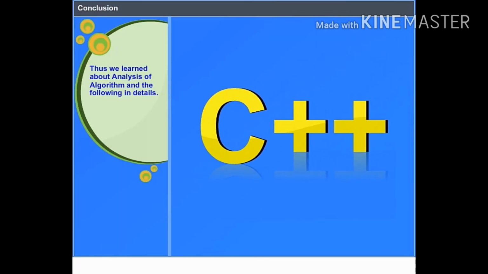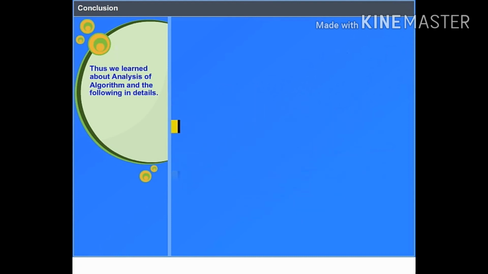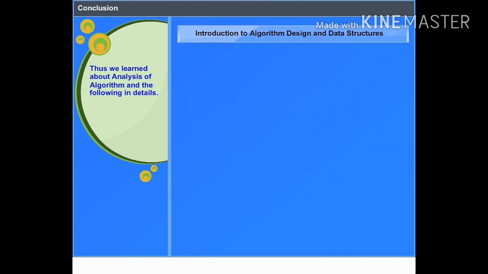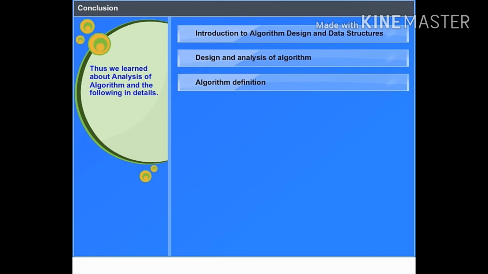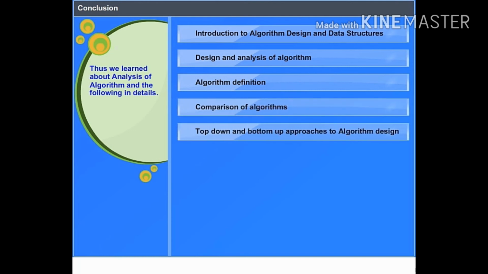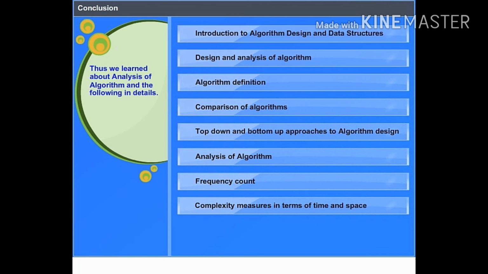Conclusion. Thus we learned about analysis of algorithms and the following in detail: introduction to algorithm design and data structures, design and analysis of algorithm definition, comparison of algorithms, top-down and bottom-up approaches to algorithm design, analysis of algorithm, frequency count, complexity measures in terms of time and space, and structured approach to programming.